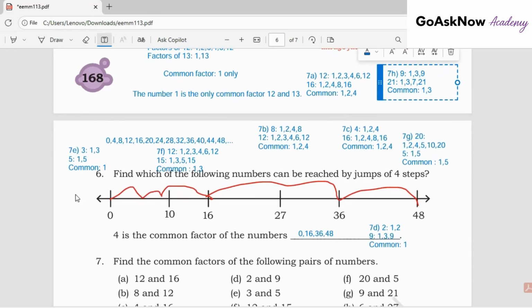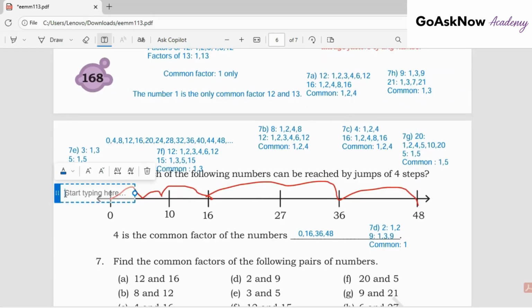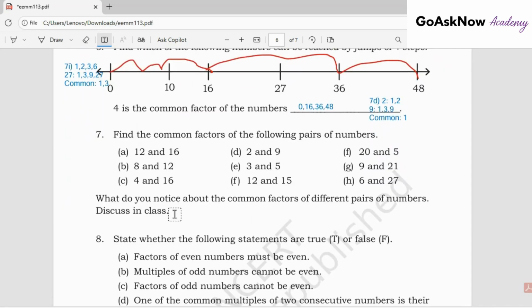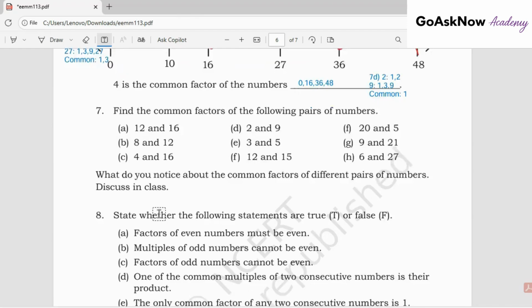Next, 7I, which is 6 and 27. Factors of 6 are 1, 2, 3, 6 and factors of 27 are 1, 3, 9, 27. The common factors are 1, 3. These are the different common factors. The major common factor is 1.